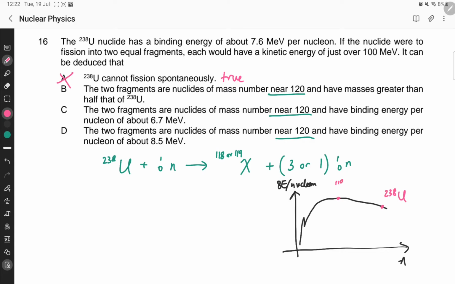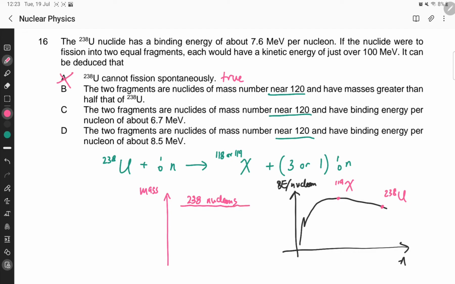If it's 119, also not possible. Sorry, this is not U, this is X. Even if it's 119, the fact that this one has greater binding energy per nucleon compared to uranium means that it has greater binding energy. Greater binding energy means what? If you have a chart that shows mass, on one hand we can say we have 238 nucleons. 238 nucleons have this amount of mass.